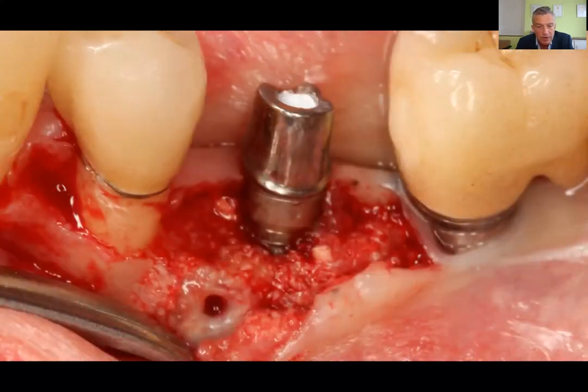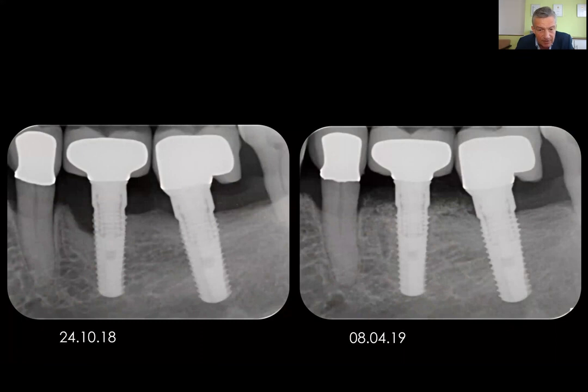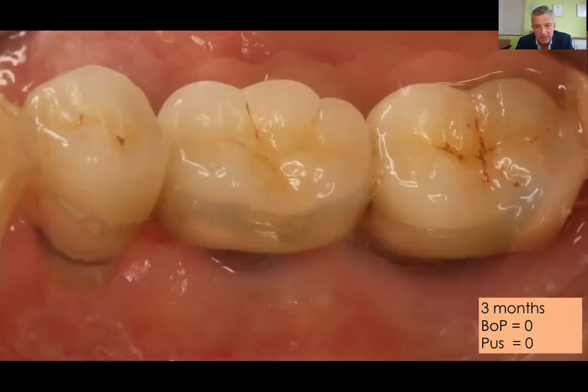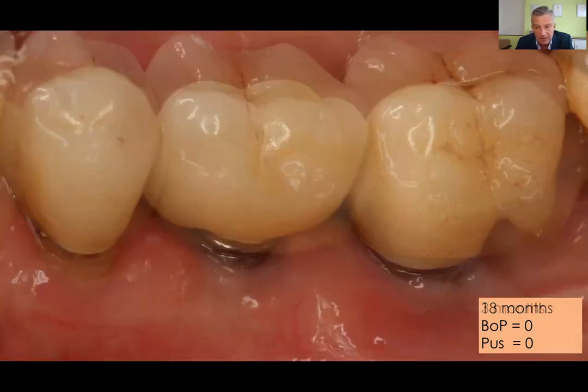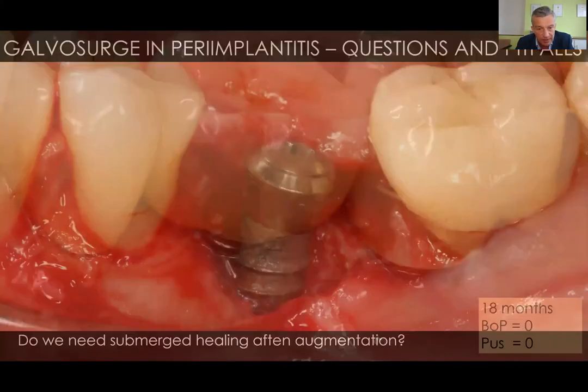When you remove these umbrella screws, you normally find this 0.5 millimeter thick connective tissue. This little donut-like structure is caused by micro mobility of the screw. But we achieved a very stable situation over time. This is 3 month results. No bleeding, no pus. And this is an 18-month results. So an absolutely stable situation, despite it was an RP3 situation.